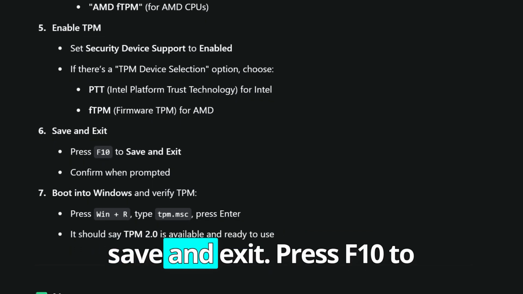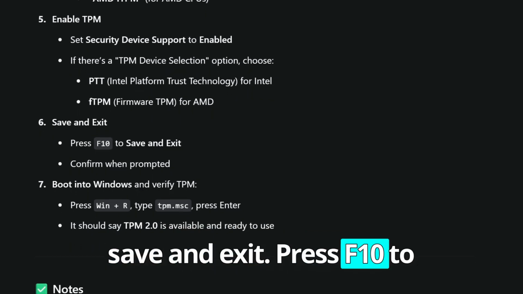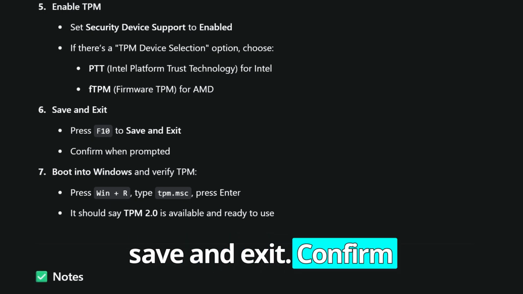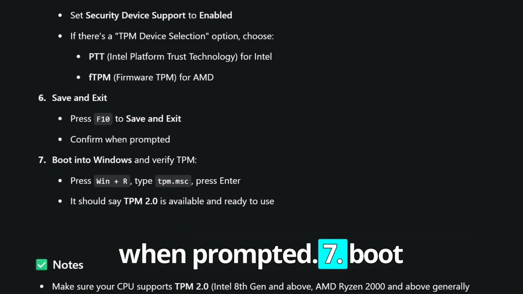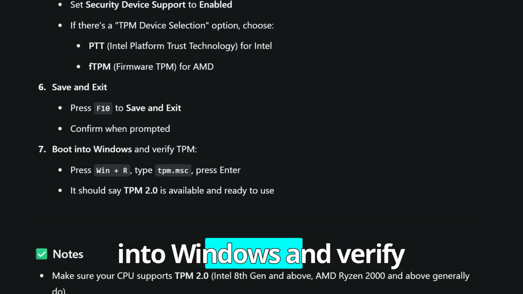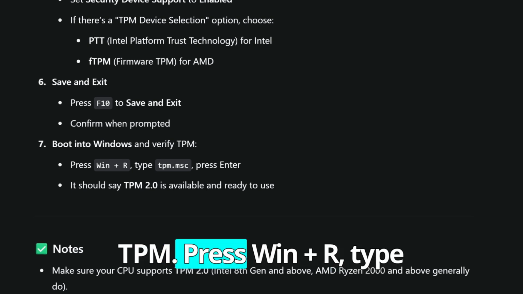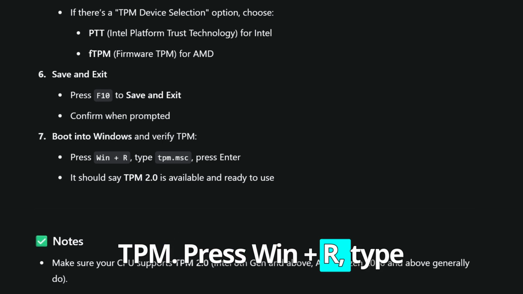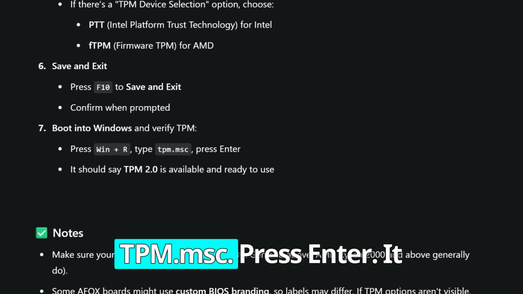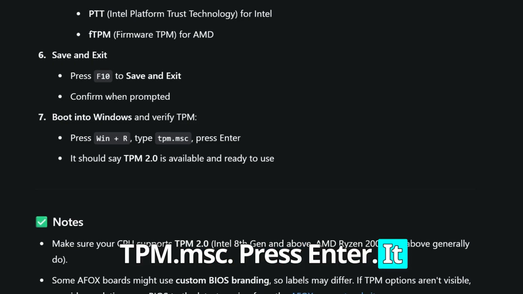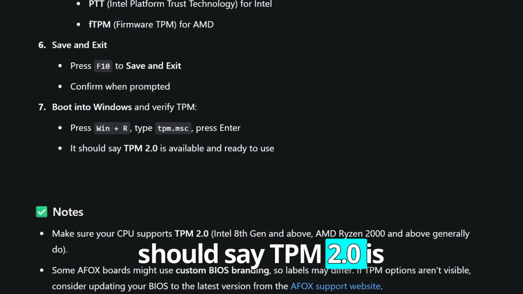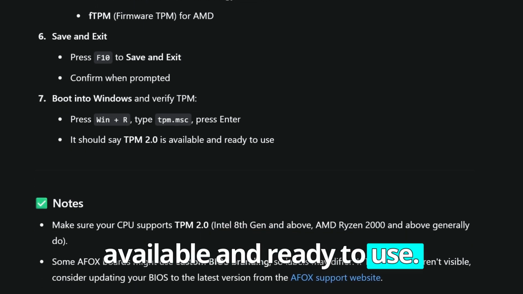6. Save and exit. Press F10 to save and exit. Confirm when prompted. 7. Boot into Windows and verify TPM. Press Win+R, type tpm.msc, press Enter. It should say TPM 2.0 is available and ready to use.